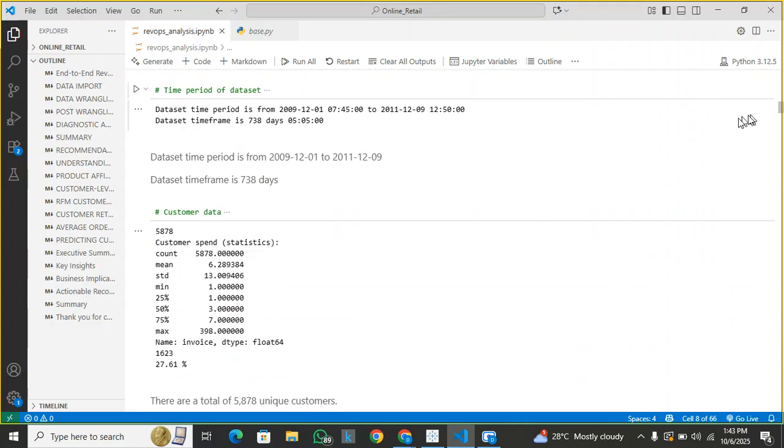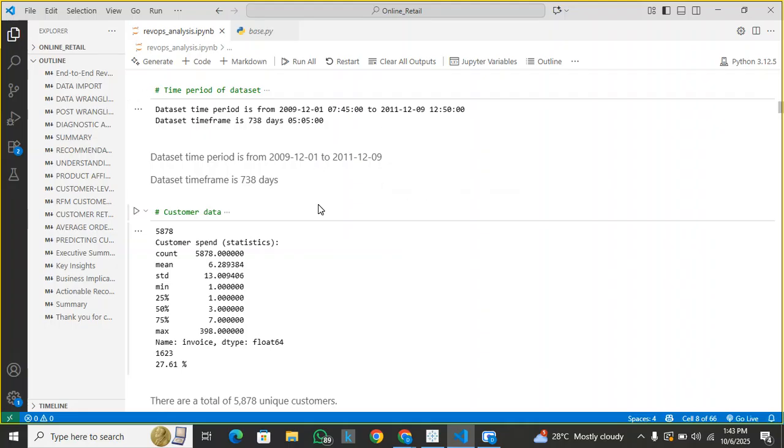The time period for this data set is from December 1st, 2009 to December 9th, 2011, making this data set have a time frame of 738 days. So let's just say this is a 2-year period data set.